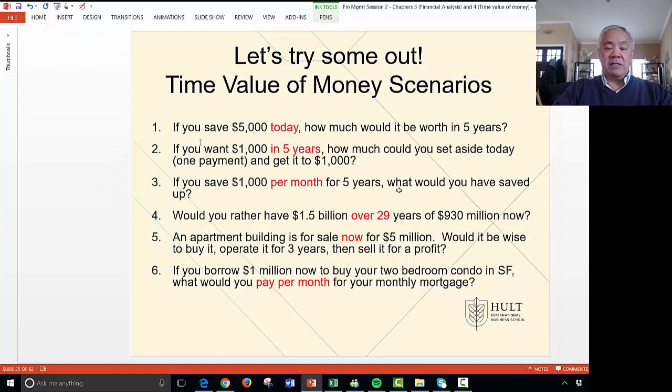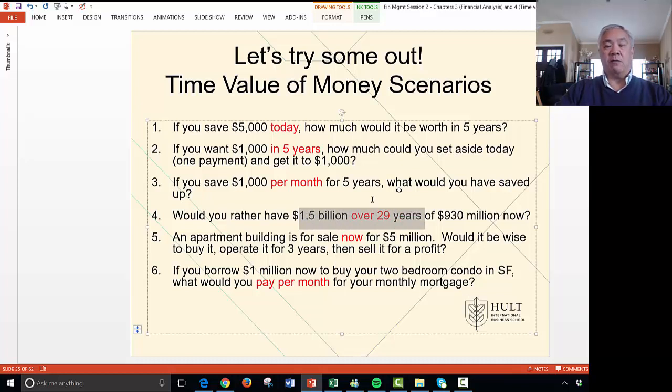All right. So here are some scenarios. You say $5,000 today, how much would it be worth in 5 years? Second, you want $1,000 in 5 years, how much do you have to set aside today in one payment to get to that $1,000? Third, if you save $1,000 per month for 5 years, how much would you have saved after 5 years? Fourth, you just won the lotto. Would you rather have $1.5 billion over 29 years, and that just means every year you take $1.5 billion divided by 29, or would you rather have $930 million today, right?